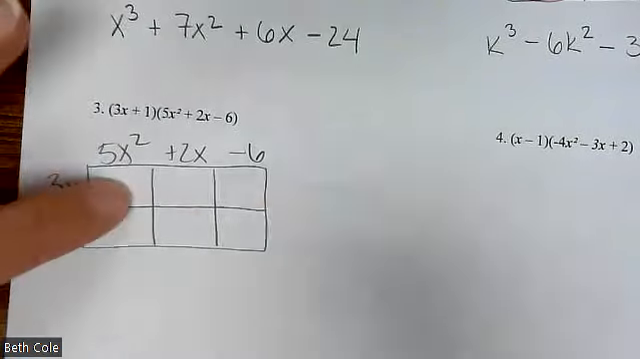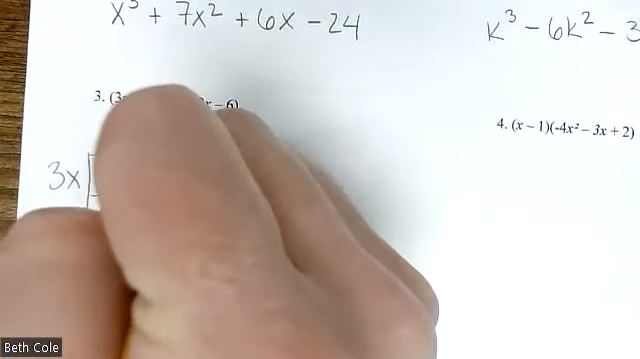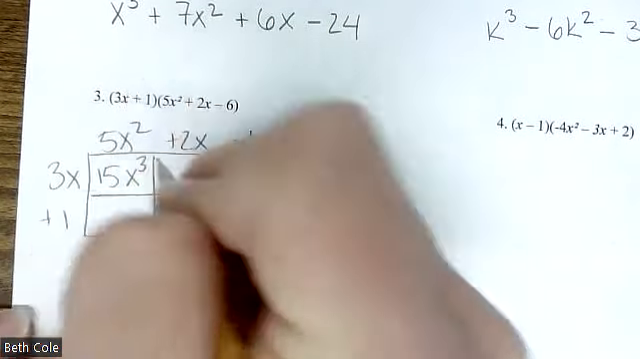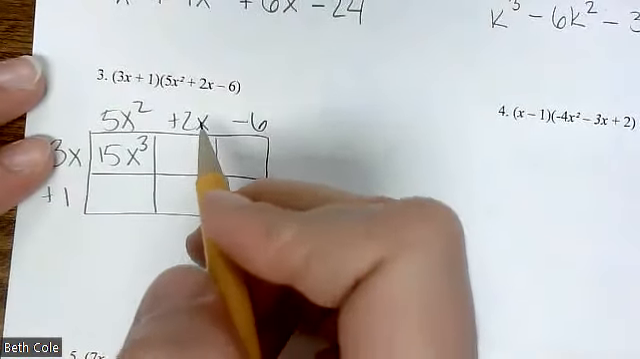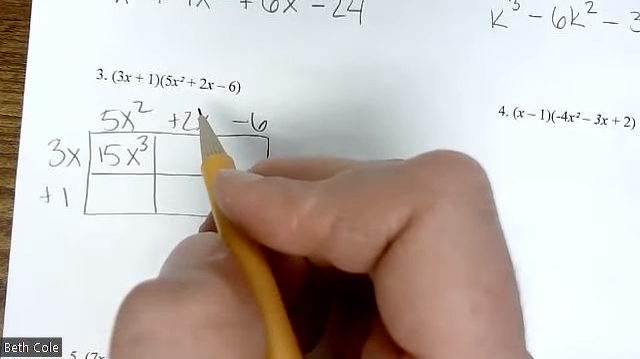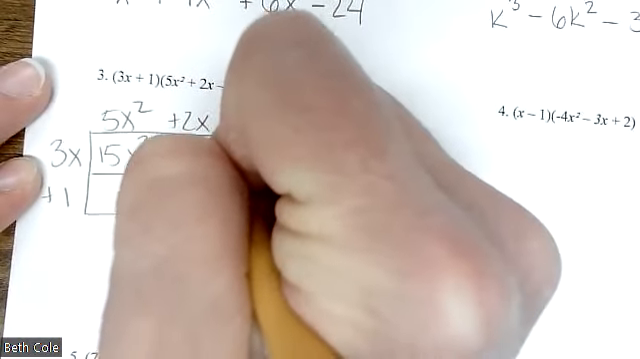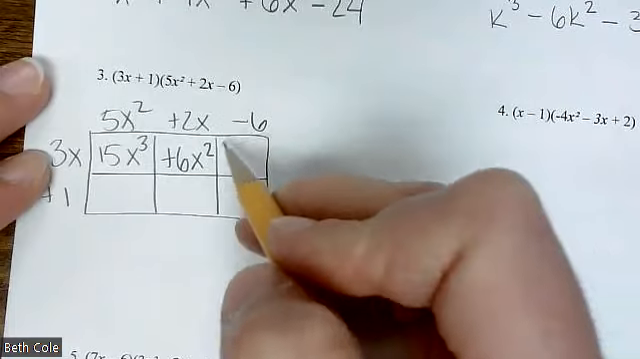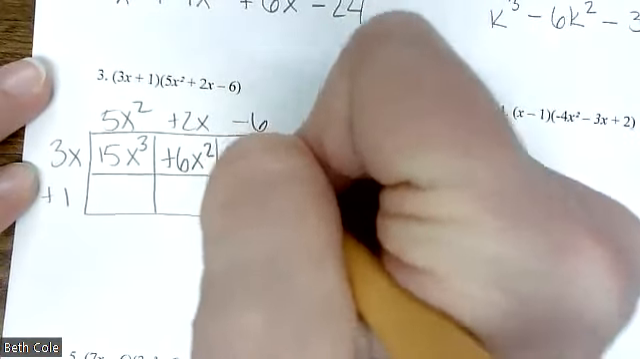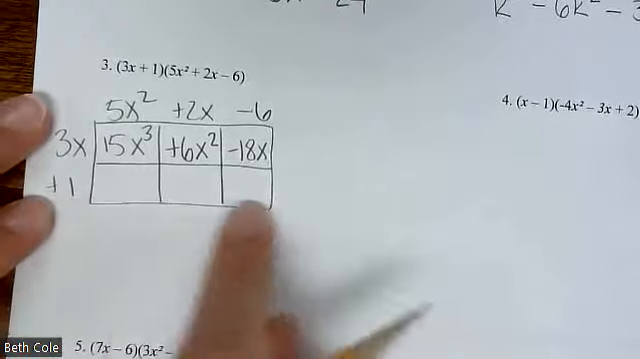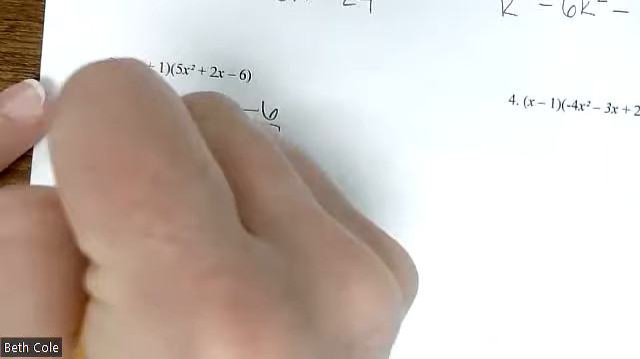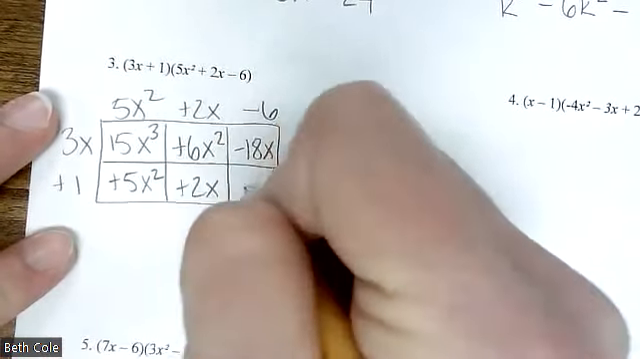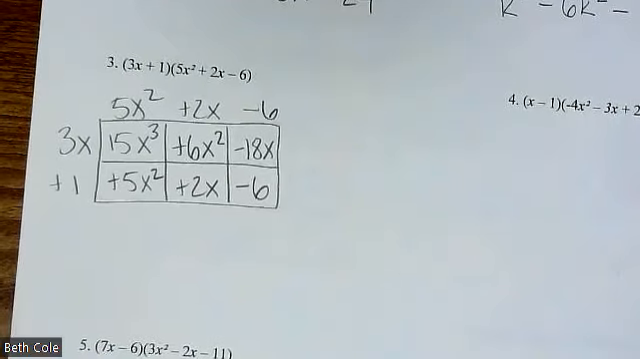So what will go in the first one? Good, perfect. 3 times 5 is 15x to the third. All right, and then this one, and a lot of you aren't even looking at me anymore, which is what I want, because that means you're doing the problem on your own, but just check it and make sure you're right. This next one would be plus 6x squared. And then this one would be minus 18x. Now you kind of catch a break on this one because it's 1, so nothing's going to change. You're going to get 5x squared plus 2x minus 6. Like multiplying by 1 doesn't change anything.